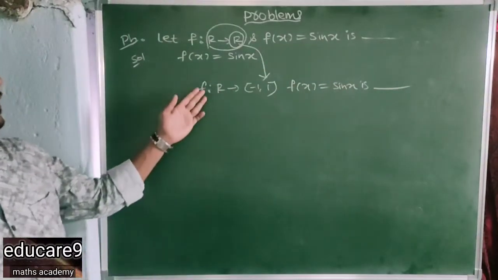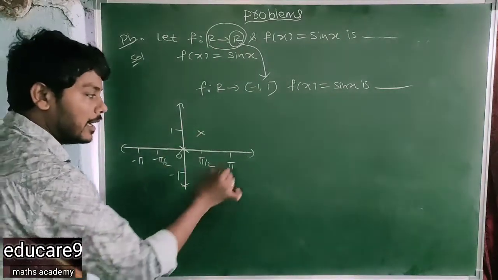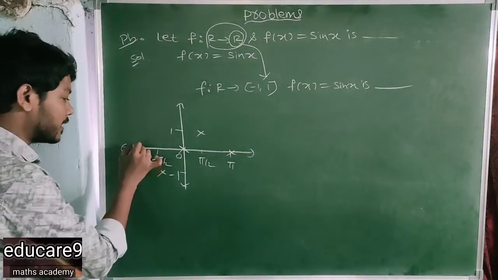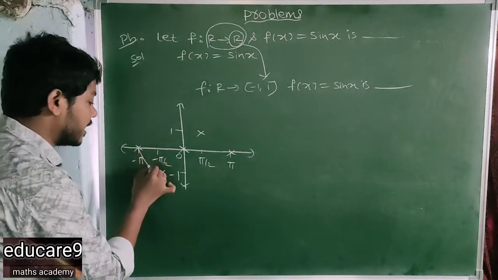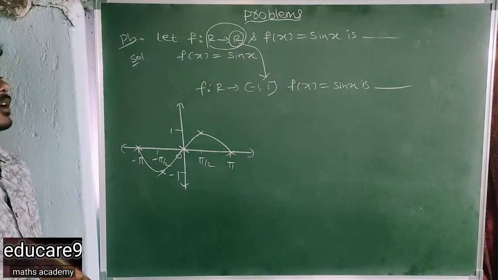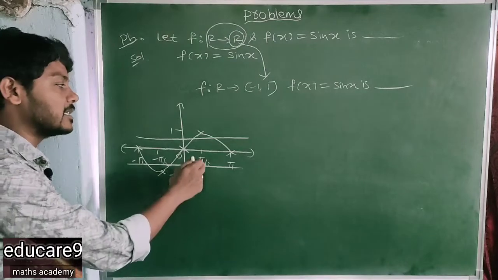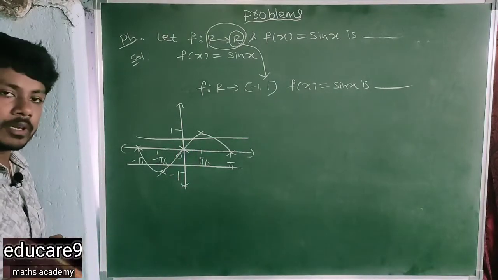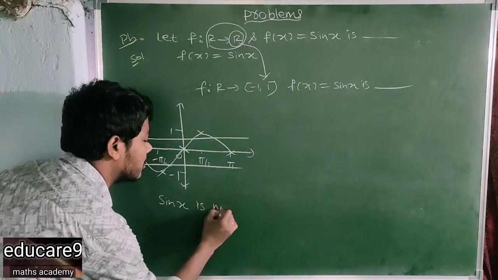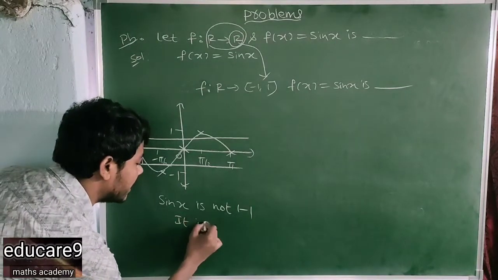Now again draw the graph of sin x. Sin 0, 0, sin 90, 1 and sin pi 0. Sin minus pi by 2 minus 1 and sin minus pi 0. Now joining this, you get sin x graph. Now for 1-1, you have to draw the horizontal lines. This horizontal line touches the given graph at more than 1 point. So in this case, sin x is not 1-1, means it is many one.